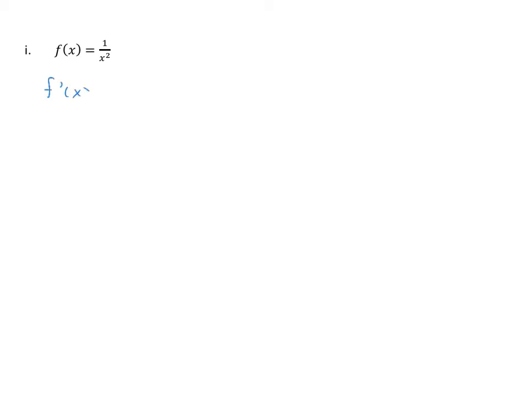F prime of x is equal to the limit as h goes to 0 of, okay, if I first put x plus h into this function, I get 1 over, and then we have x plus h squared, and then you subtract off the function, which is 1 over x squared. And this whole thing is divided by h.